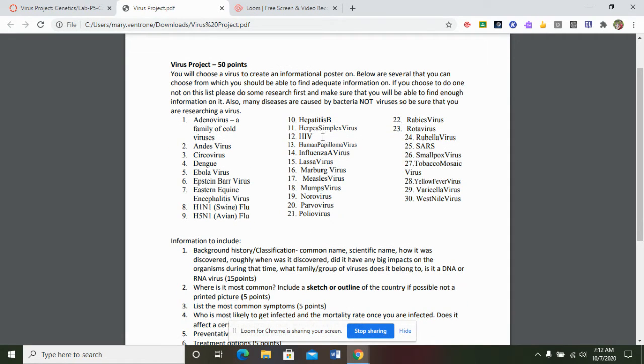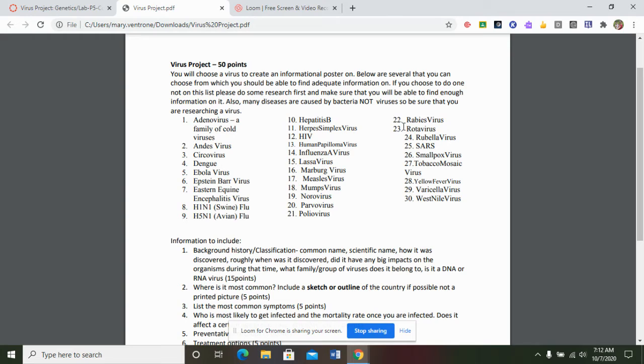A big one was herpes. I had someone write really big across the top of their poster, herpes, along with HIV. Of course, you could do something like the adenovirus, which is just a cold. SARS over here is actually a form of the coronavirus. This is the form that we know of that was not made in a lab. The tobacco mosaic virus, that one is a plant virus. Smallpox, varicella is going to be chickenpox, which most people get a vaccination for now.